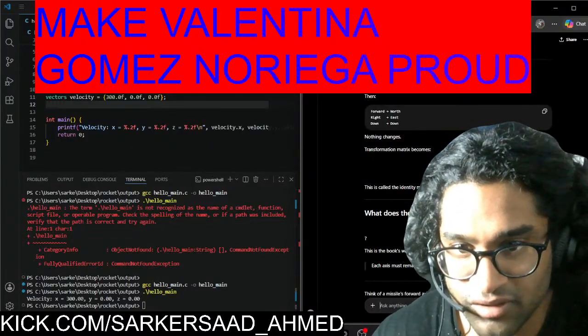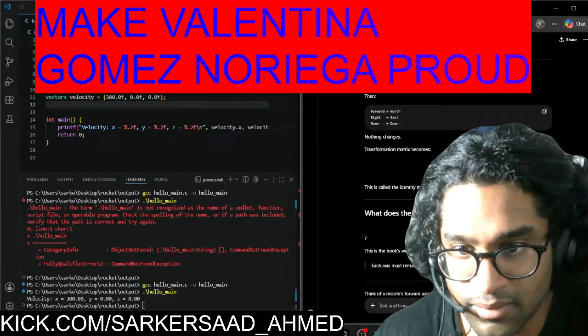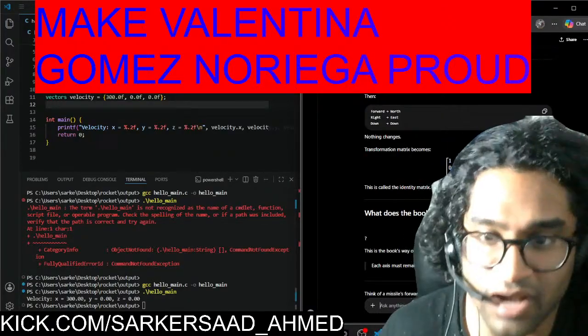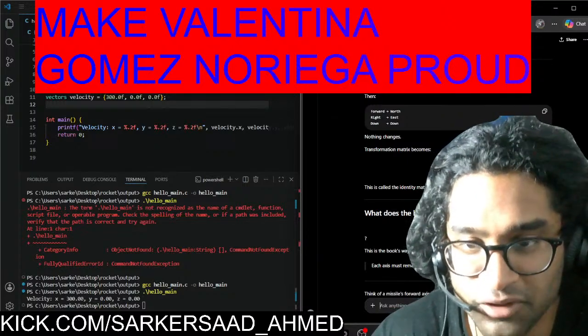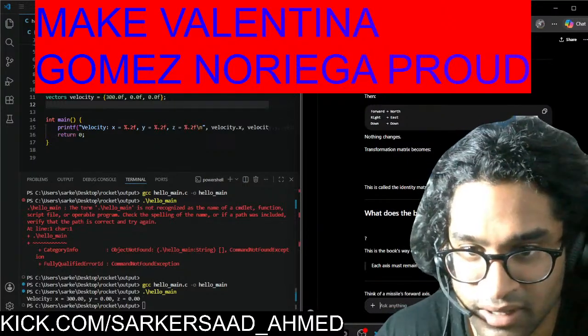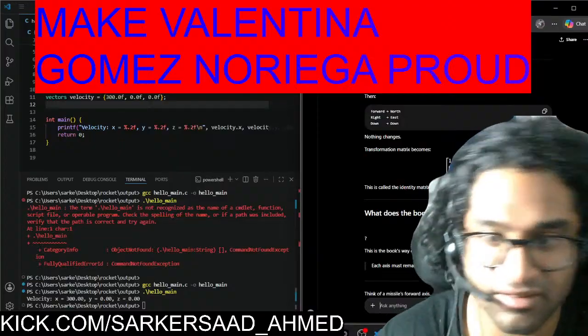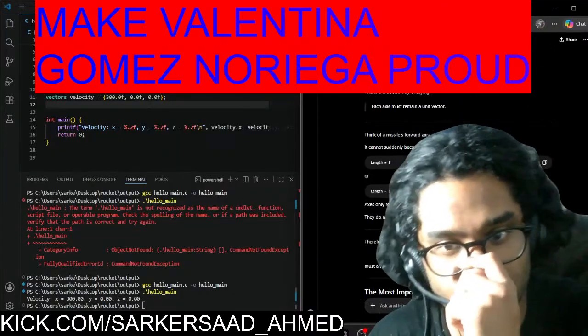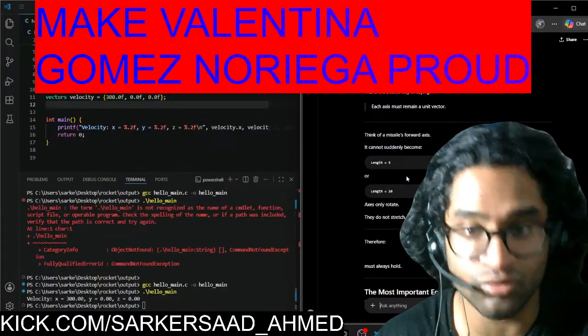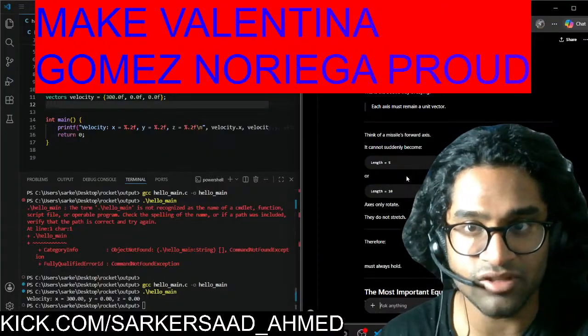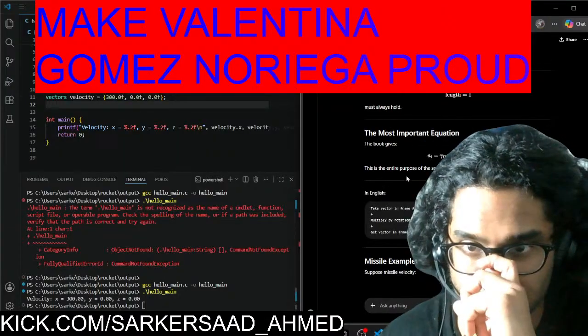What does the book say? If I have gamma squared of 1 1, gamma squared of 1 2, gamma squared of 1 3, that equals 1. It's a way of saying each axis must remain a unit vector. It cannot suddenly become length 5 or length 10. Axes only rotate, they do not stretch. Therefore the length will be 1.